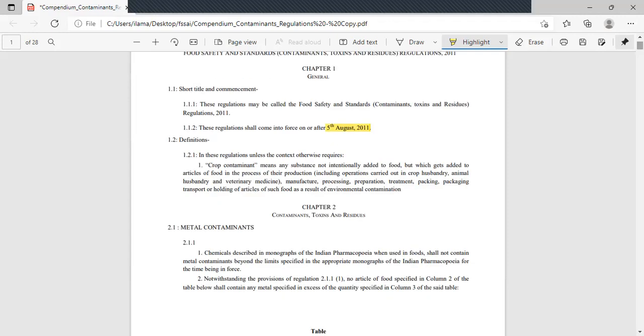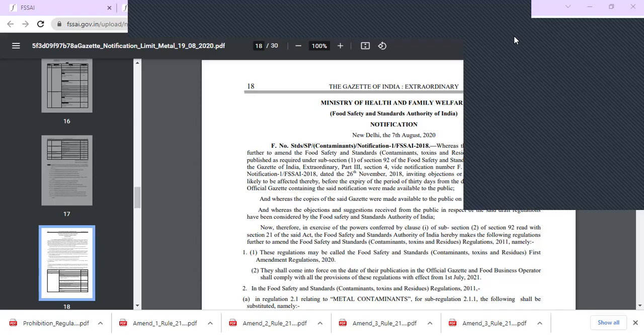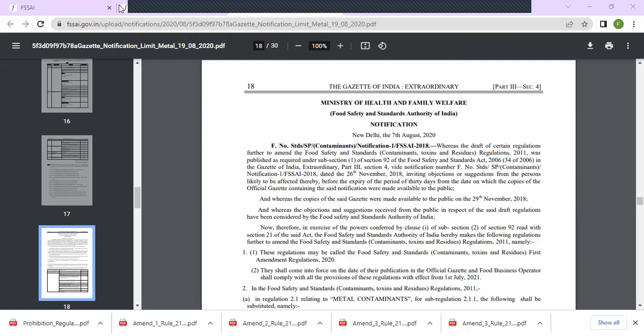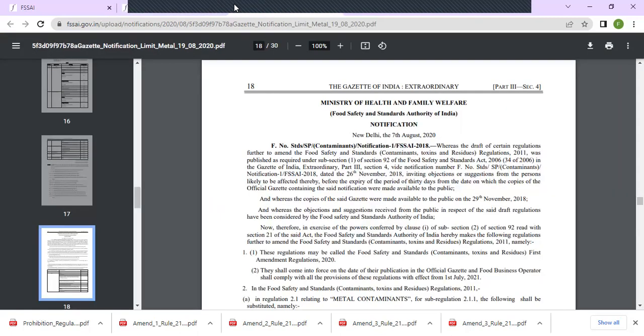Okay, here in these contaminants regulations, there are 15 amendments passed so far. Sorry for the inconvenience. Here in the FSS Standards for Contaminants, Toxins and Residues Regulation, there are 15 amendments passed so far now. And the last amendment was passed on 7th August 2020. This comes under the First Amendment Regulation of 2020, and it came into force on the date of publication in the official gazette. So it came into force on 7th August 2020, and it came into effect on 1st July 2021.